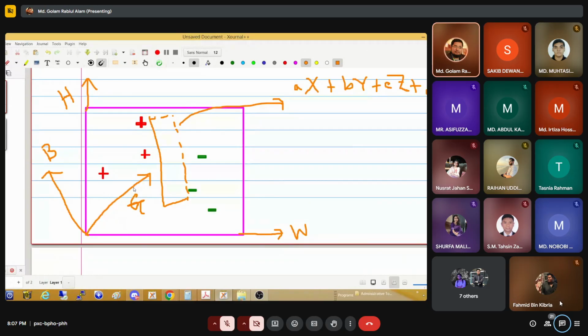Then for more dimensions, that means for the 4-dimensional case, the equation could be a little bit different, like ax plus by plus cz plus dp plus e equals 0. For more than 3-dimensional objects, we call those objects hyperplanes. So this is the equation of a hyperplane.